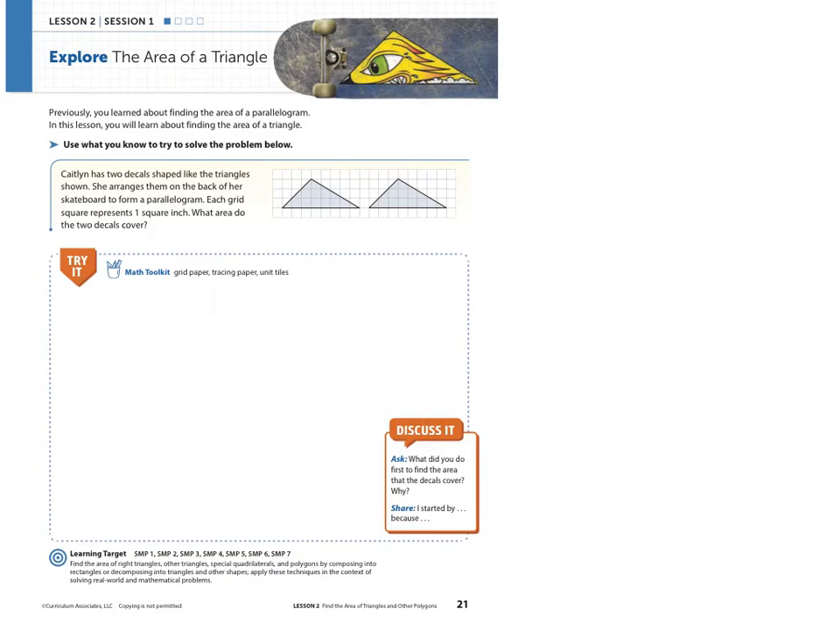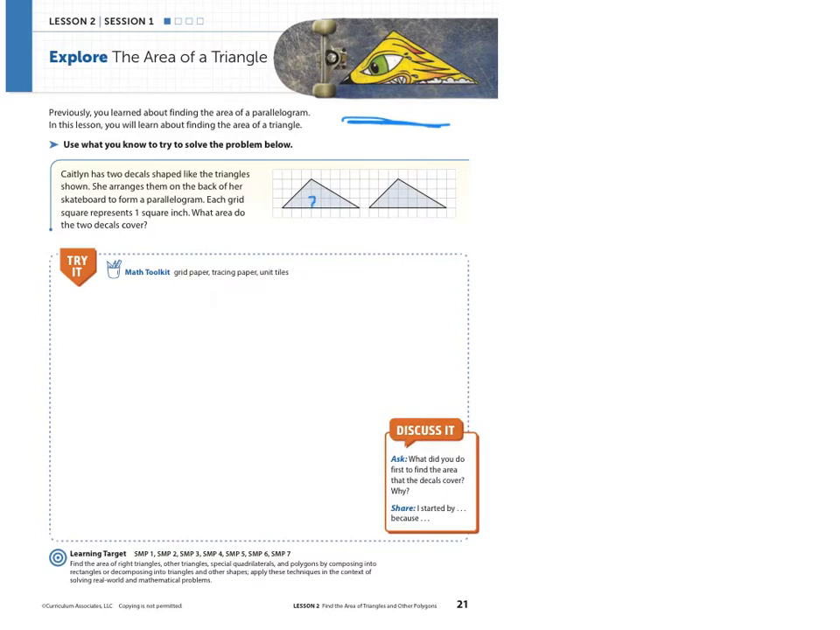It's a lot of information to process. I'm going to read it again, and this time, underline, highlight, pull out information that I think is important. I'm also going to point out that there might be a word that you struggle with vocabulary-wise. That word might be decal. A decal is like a sticker. So think of it like a sticker on a skateboard. They gave you a picture at the top of your page right here. That picture shows the 2 stickers, or a sticker, to show you what it would look like on the skateboard. So Caitlin has 2 decals, so 2 triangles.